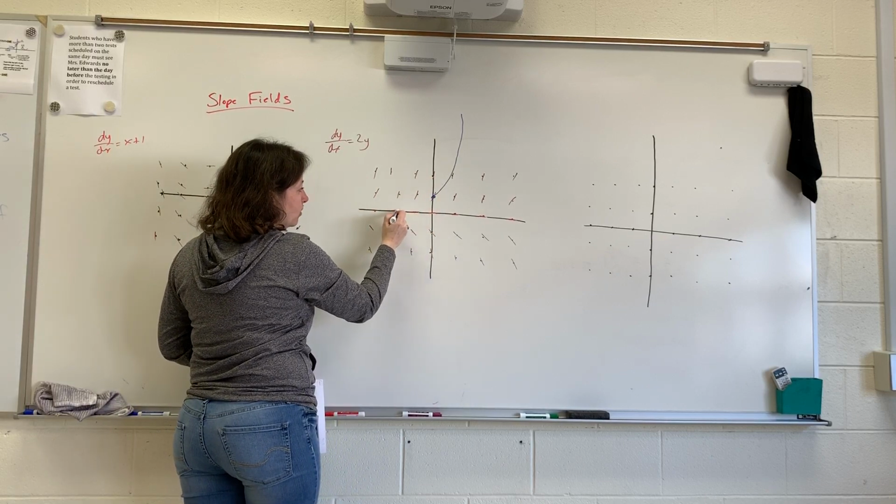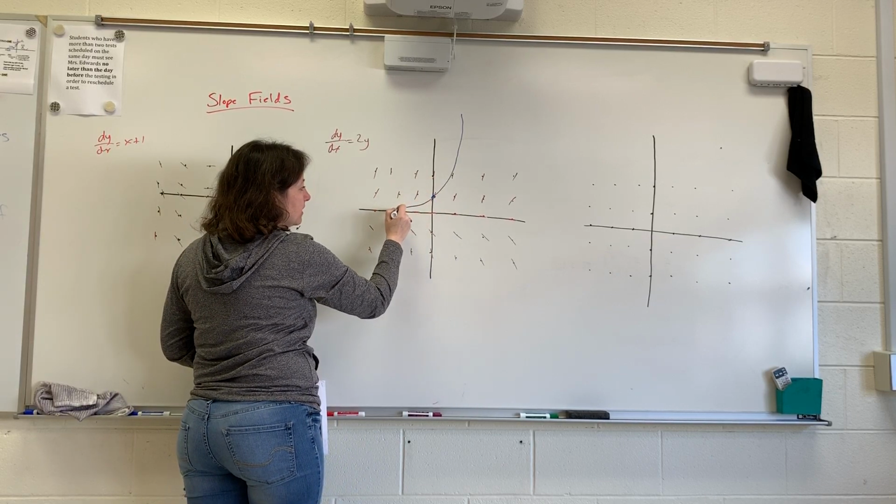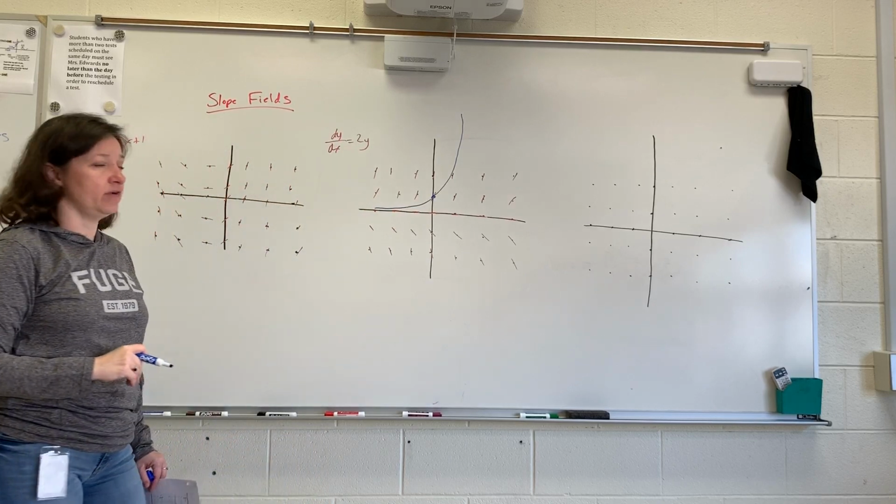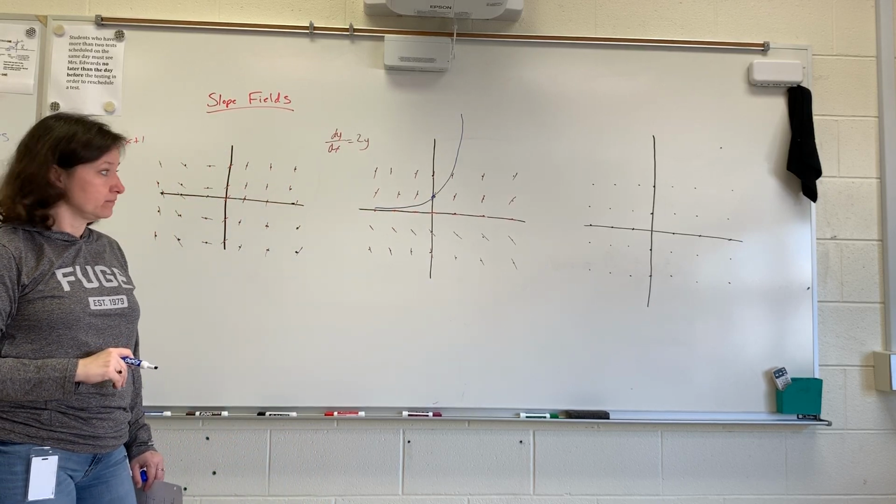So this appears to be growing like that. But as I come here, what's this? It's almost like a horizontal what? Asymptote. And so that would be the curve that results from this.